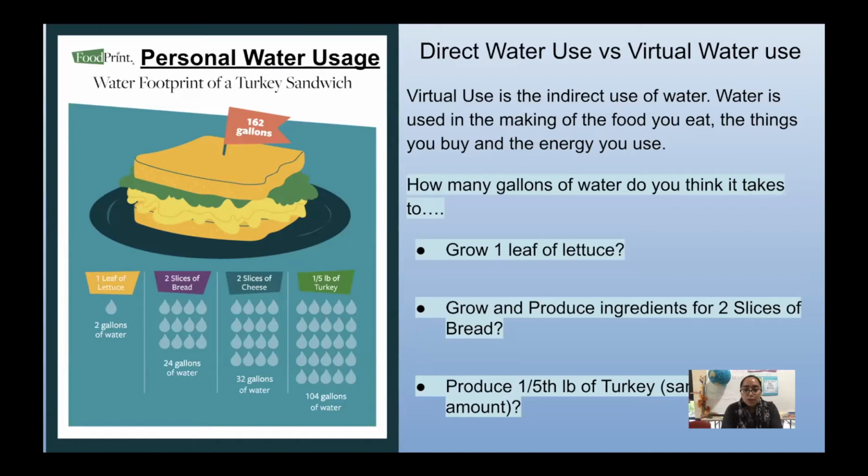And then for the turkey, it takes 104 gallons of water to produce that 1/5 pound of turkey. So think about all the water that's needed to help grow the food for the turkeys. Think about all the water that's needed to feed and water the turkeys. And then think about the water that's necessary for the manufacturing part of that turkey meat. So we actually use quite a lot of water.